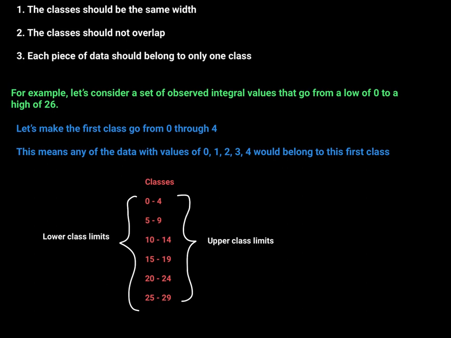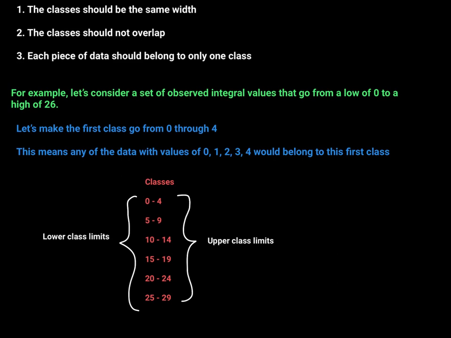Now, notice that there's no overlap among the classes. And every class has the same width. And each of the values from 0 to 26 will belong to one and only one class. In other words, each of these 3 rules up here are satisfied.